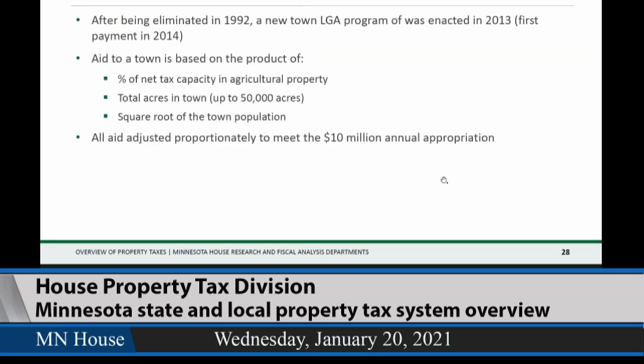Next slide, please. There's a smaller LGA program for townships that, after being eliminated, was reenacted back in 2013. This aid is just based on the product of the percent of net tax capacity within the township that is ag property, the total acres that make up the township, and the square root of the town's population. Once this product has been determined for each township, the aid amounts are adjusted proportionally so that the total overall aid amount is equal to $10 million.